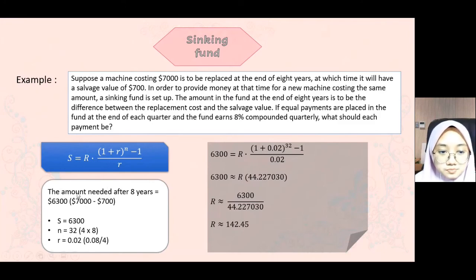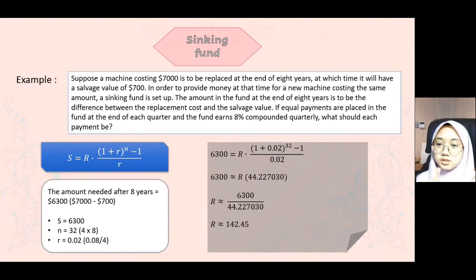Okay, in this case, the amount needed after 8 years, as you can see in the white box below, is $6,300, because we have to subtract the $700 from the $7,000. That's because at the end of 8 years, we will have $700 in our hands, so we will need another $6,300 to buy a machine that also costs $7,000. Yes.